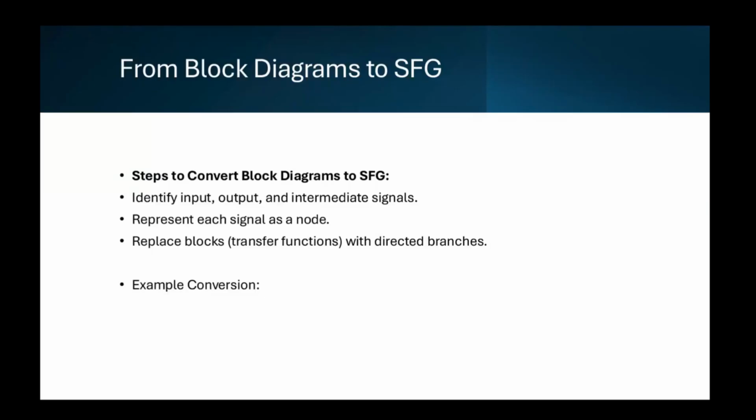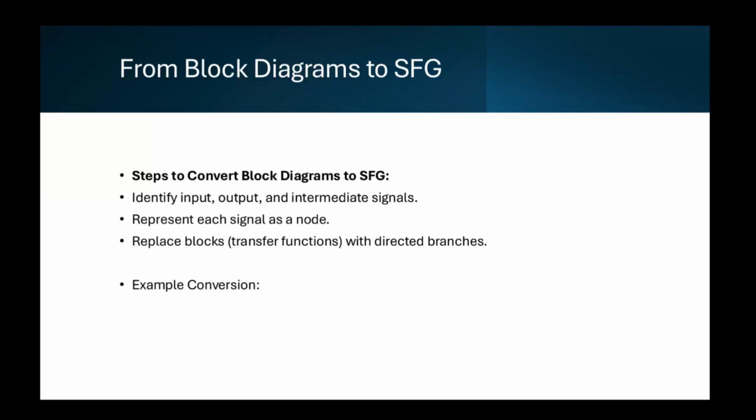We will see a few basic examples of how to convert a block diagram to a signal flow graph. We need to identify the input, the output, and the intermediate signals. We need to represent each of these signals as a node and replace the blocks, the transfer functions, with directed branches. So there will be a line and there will be an arrow mark on it. So this shows the direction. So we have directed branches which replace the blocks.